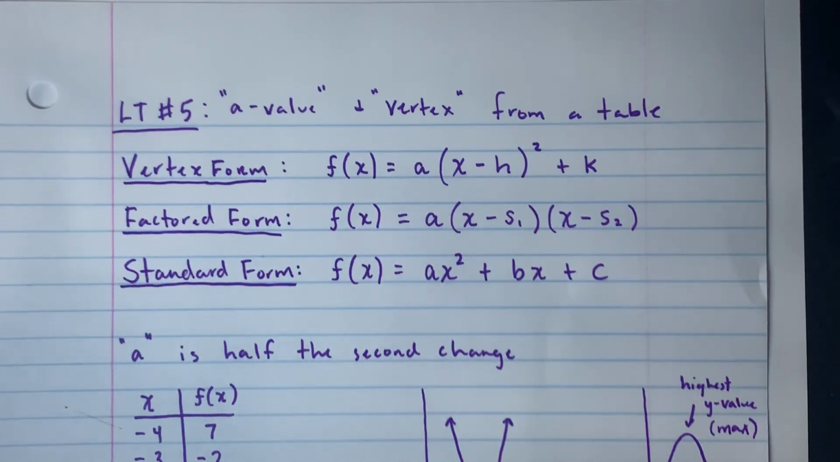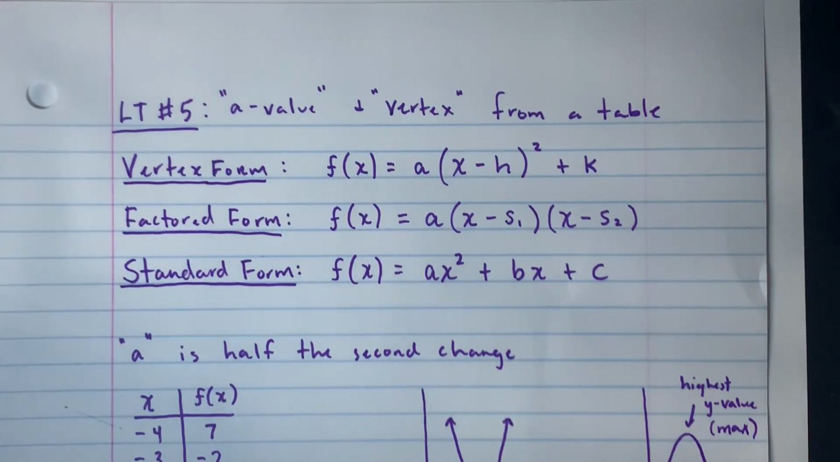Hey everybody, this is Learning Target 5, and Learning Target 5 is finding the A value and the vertex from a table. And you may be thinking to yourself, didn't we just do this in Learning Target 4? The answer is yes, we did. I got a little ahead last week with you guys compared to the high school, so this learning target is going to seem very much like review because it is, but it's good. It's good practice for us. So it'll give you a chance to do some more of these.